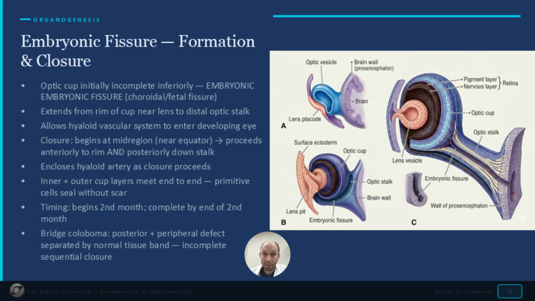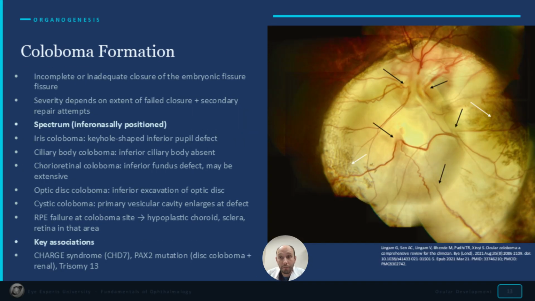Now, the cup needs to kind of close on itself like a pincher, and if it doesn't close, that's how you get a coloboma. So, this is a coloboma. They always occur at 6 o'clock inferiorly because the cup basically closes from the top down, and down is where it doesn't finish fusing.